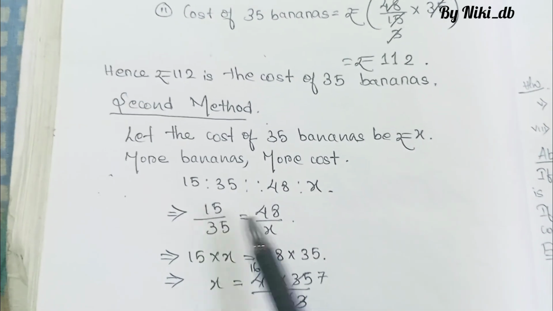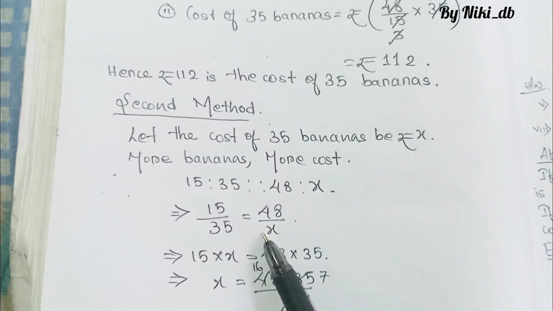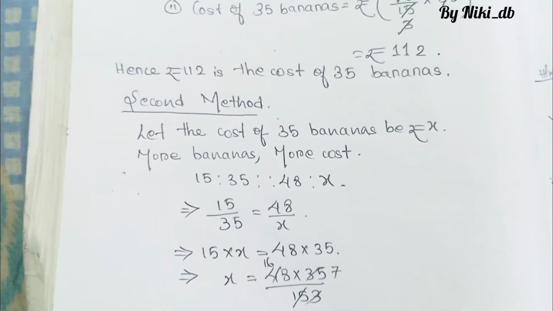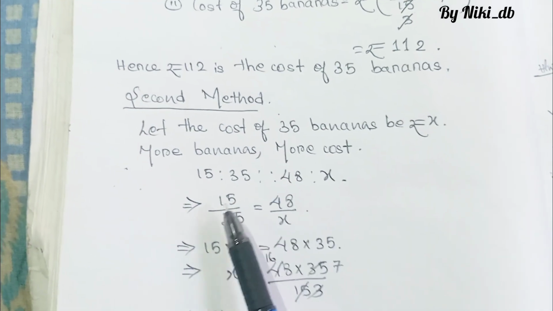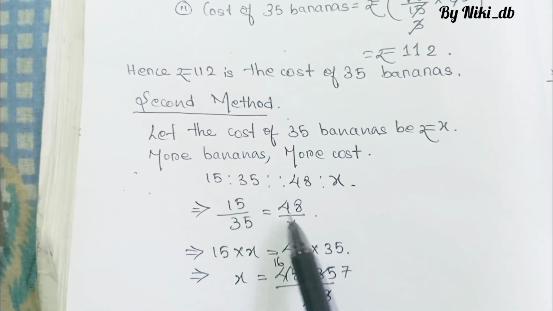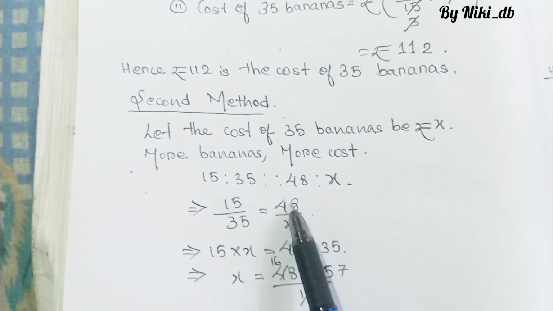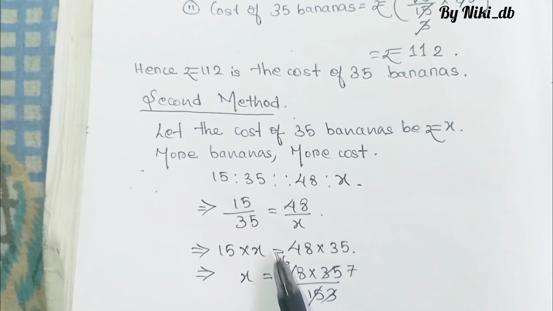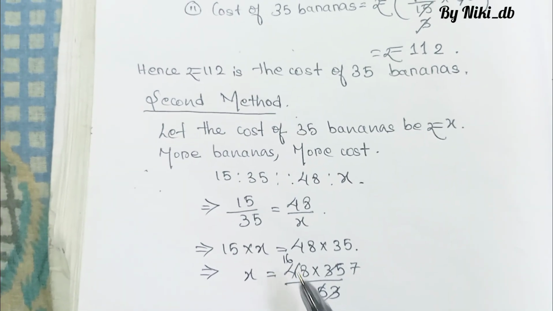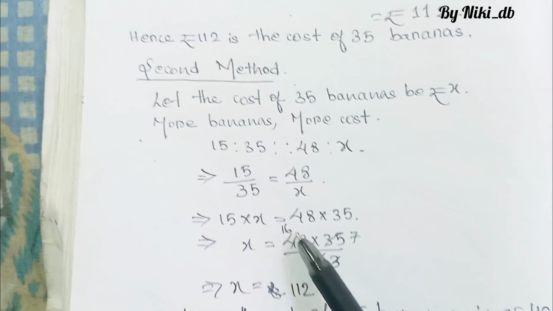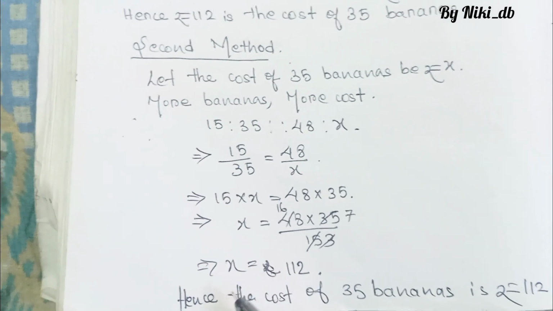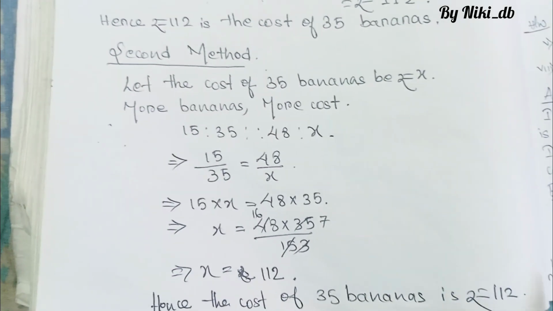So 15 by 35 equals 48 by X. Number of bananas is directly proportional to cost. That's why equal sign. Now we multiply crisscross. 15 into X equals 35 into 48. Then X will take 15 to this side. So after finding this, again we got 16 into 7. So X equals 112. Hence the cost of 35 bananas is 112.